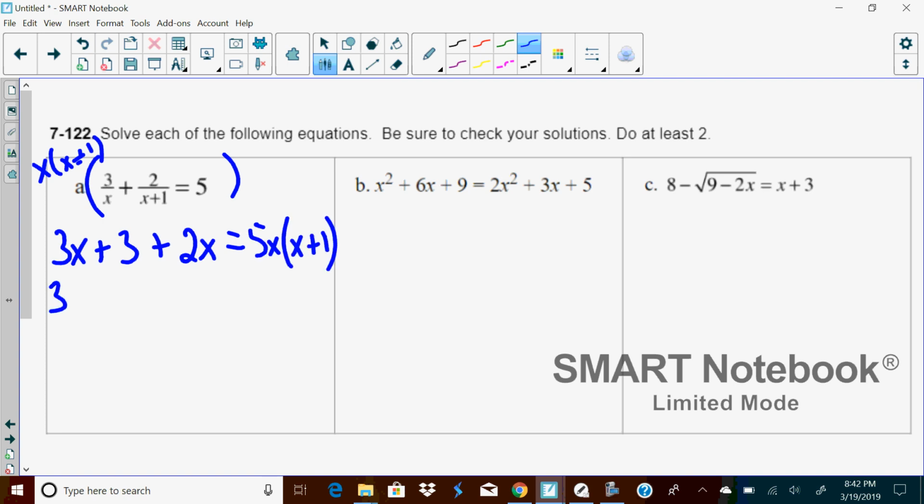So I get 3x plus 2x, which is 5x plus 3, which equals 5x squared plus 5x.